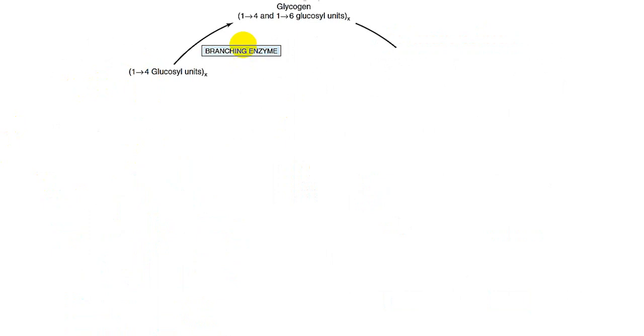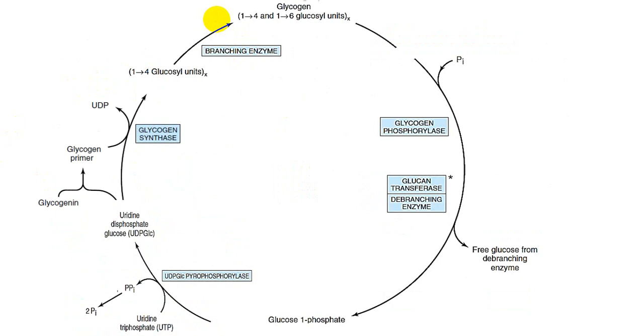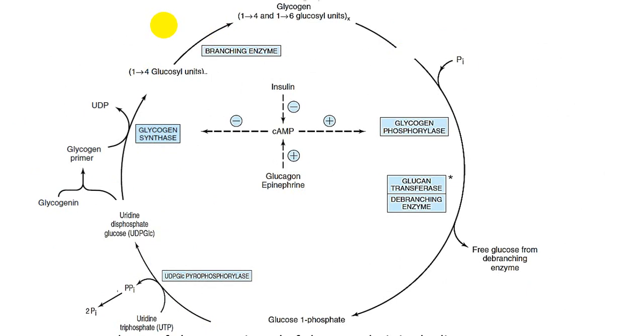Now let us see the general diagram for the pathway of glycogen synthesis, glycogenesis, and glycogenolysis, the hydrolysis of glycogen in the liver. We said glucose 6-phosphate will be converted to glucose 1-phosphate. In the presence of UDP-glucose pyrophosphorylase and uridine triphosphate, the result is uridine diphosphate glucose and inorganic pyrophosphate.